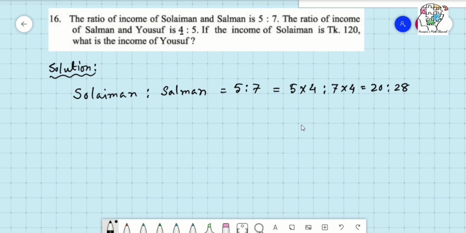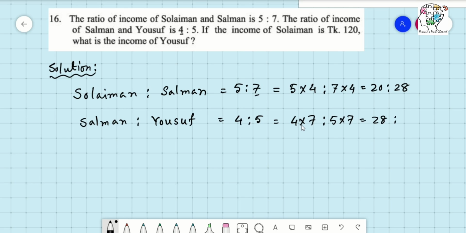And the next ratio is given as Salman is to Yusuf. So we have to multiply this ratio 4:5 with 7. That means the subsequent of the first ratio. That means 4 times 7 is to 5 times 7. So we'll get 28:35.